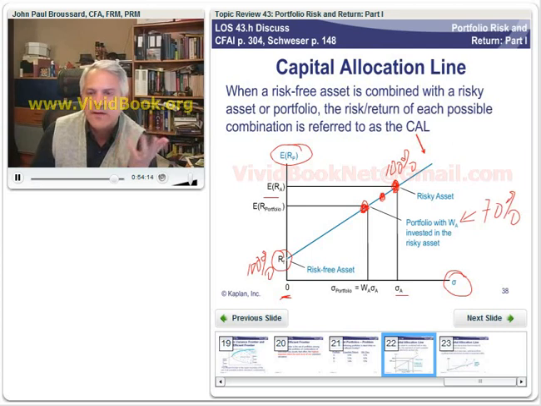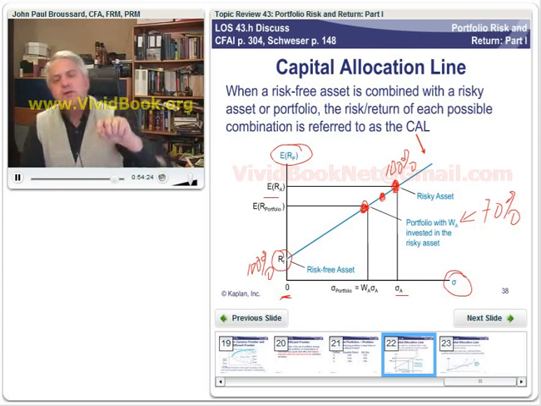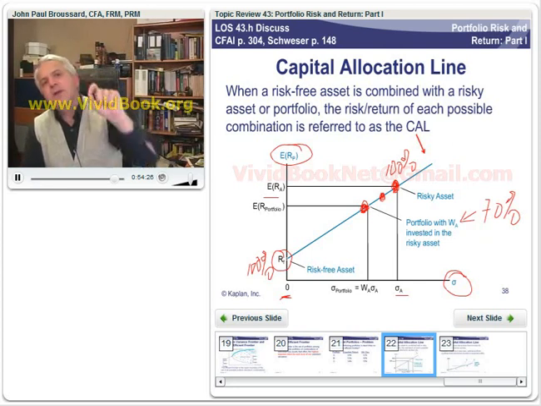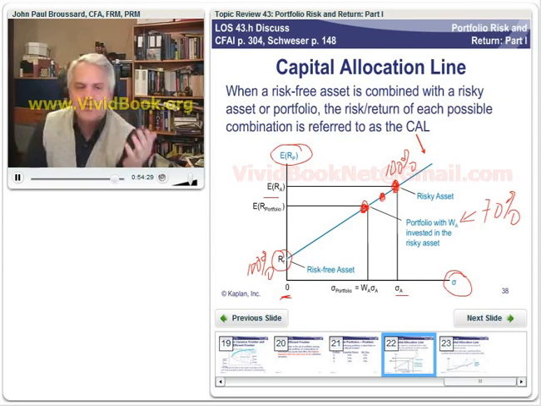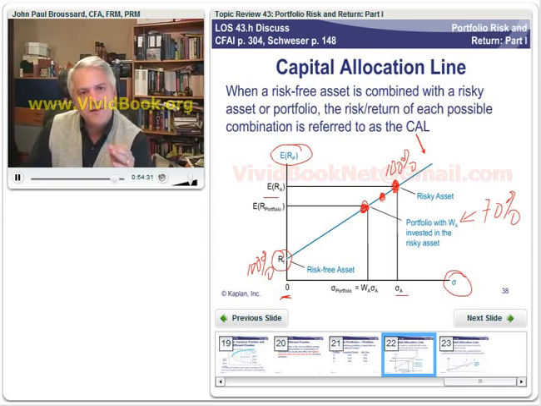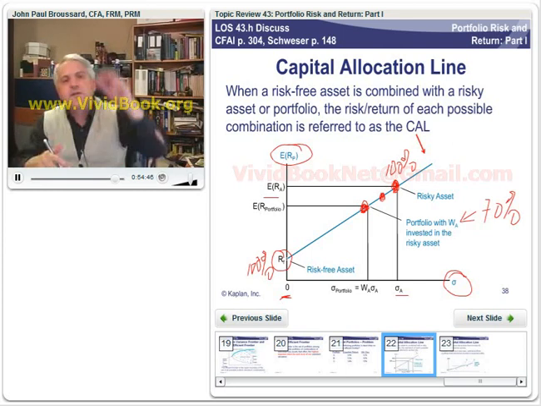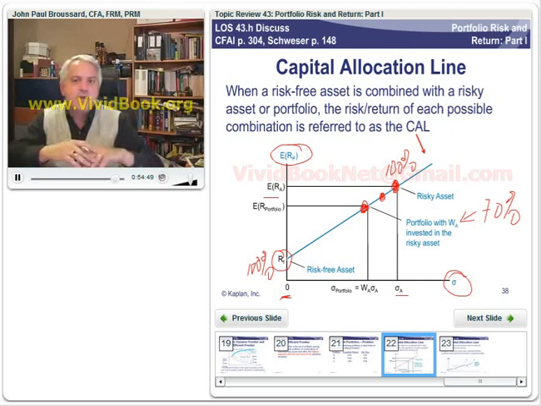It doesn't matter what the number is, because what you should recognize is that whenever you combine a risky asset with a risk-free asset, you get a linear, straight line connection in the expected return standard deviation trade-off. And you ask yourself, why? Well, the standard deviation of the risk-free asset is 0, and the covariance of the risk-free asset with the risky asset is also 0 because it's not moving no matter what the risky asset is doing.